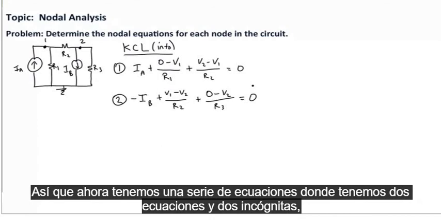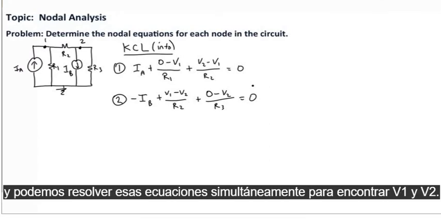So now we have a series of equations where we have two equations and two unknowns, and we can solve those equations simultaneously to find V1 and V2.